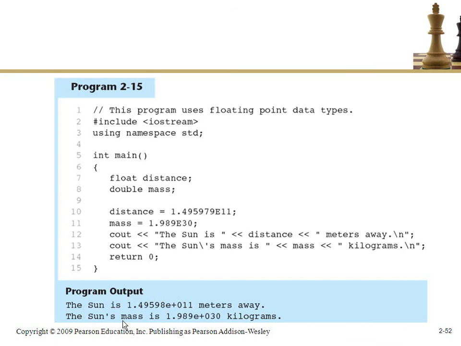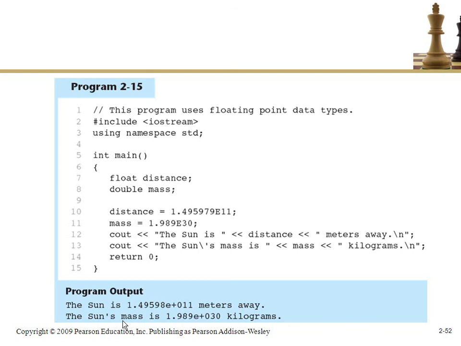Again, notice it's 1.495979 times 10 to the 11, and the mass is 1.989 times 10 to the 30th. And then when you output those in lines 12 and 13, notice how the output is in scientific notation also. This time it puts a plus or minus sign in front of the exponent part, or the part that is the power of 10.